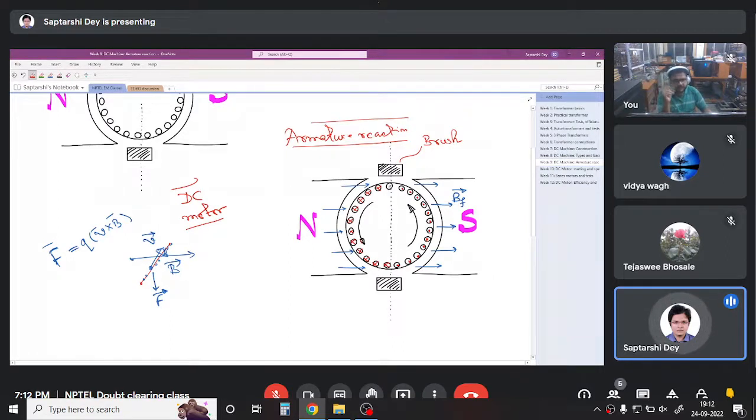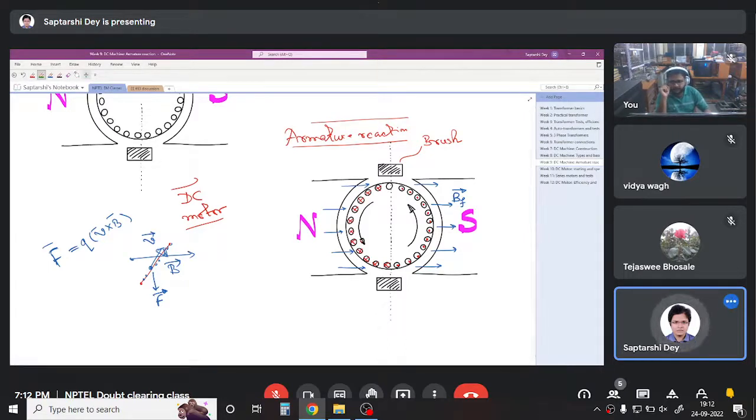At the brush, the commutation happens. Commutation means change of direction of current. So we will always have current flowing like this, irrespective of the position of the rotor. Now, the field winding has some direction of field. But the armature is also carrying current, so it will also have a field.